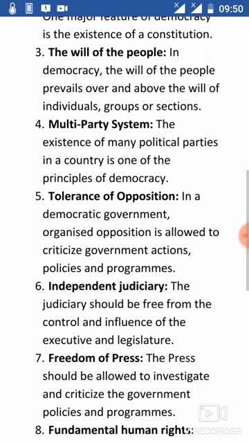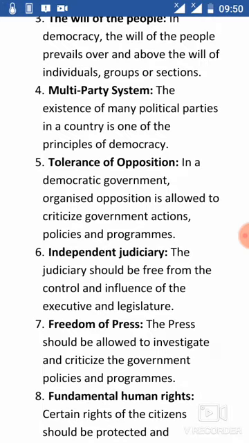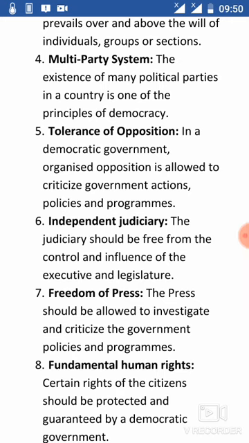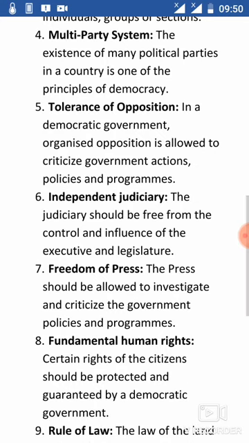Tolerance of opposition. Of course, in a democratic government, organized opposition is allowed to criticize the actions of government. Number 6, independent judiciary. The judiciary should be free from control and influence of the executive, that is the government, the governor, president, etc., and legislature, the lawmakers.